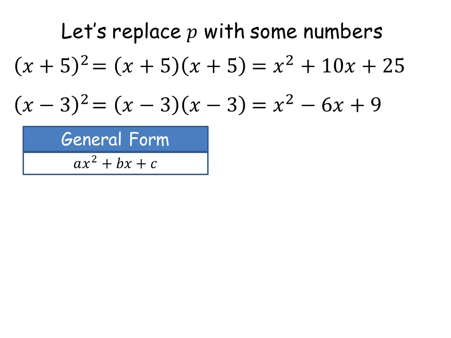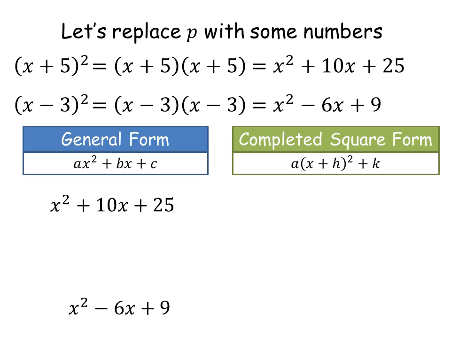Well, let's look at what's going on here. Let's take these expressions here on the right hand side and put them here underneath our general form, because as you can see, this looks rather like ax squared plus bx plus c. In this case, a is equal to 1, b is equal to 10, and c is equal to plus 25. And in this case again, a is 1, b is negative 6, and c is positive 9.